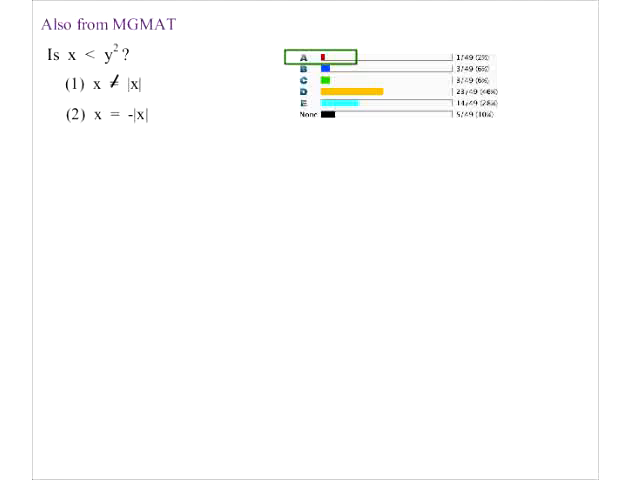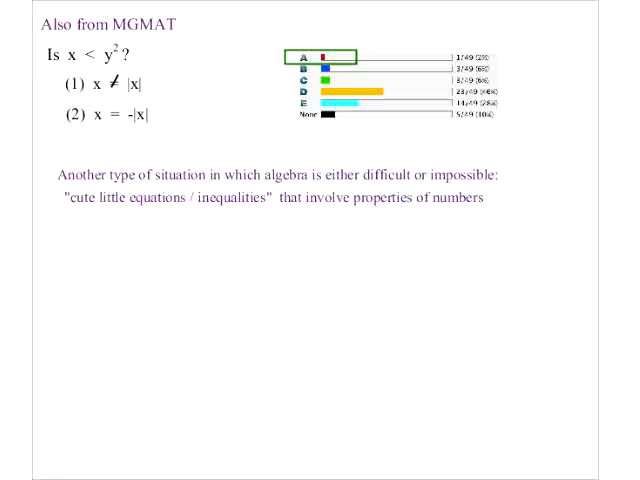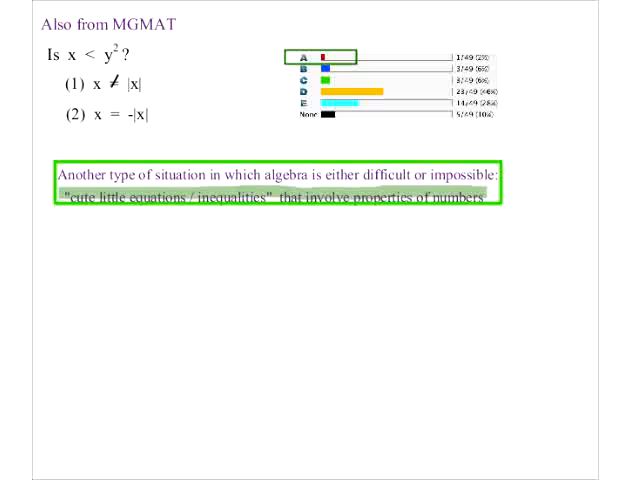These are also equations that algebra is going to strike out on. Another type of situation in which algebra is either difficult or impossible is what I'm going to call cute little equations or inequalities that involve properties of numbers. And they're not going to tell you that they involve properties of numbers. You have to learn that through experience. So what is the property of numbers that applies all over this question? Remember, when we say properties of numbers, we're talking about odd, even, positive, negative, integer, fraction, stuff like that. What does all of this have to do with?